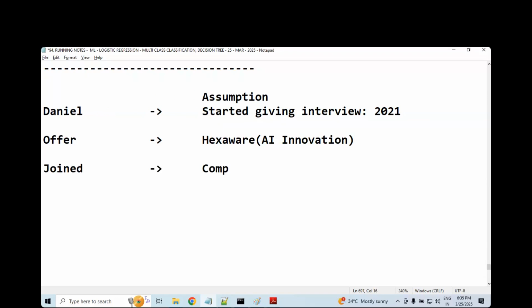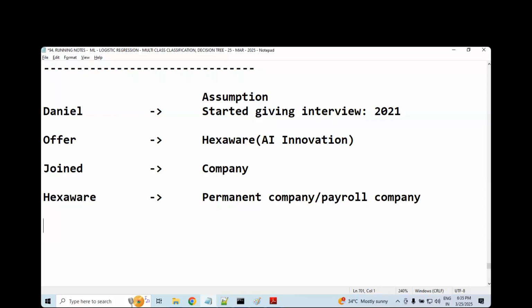Make a note on this one. Hexaware is called a permanent company. These are all terminologies, very, very important. It is also called a payroll company. What do you mean by payroll? Any idea? The company from which you are getting salary. These are all terminologies you have to be aware of.